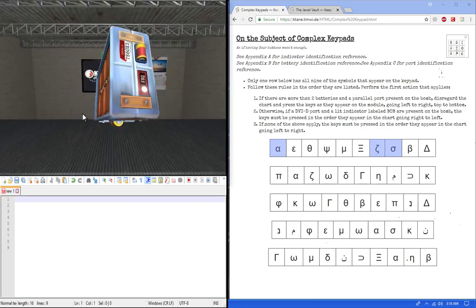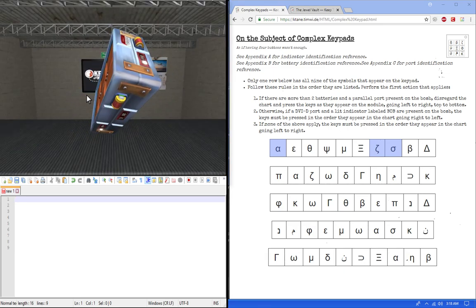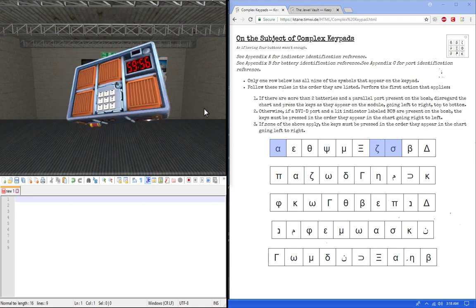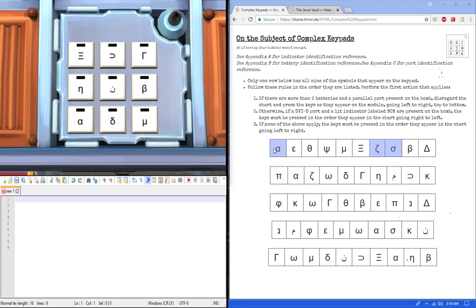Okay, let's check our rules first. Got a lot of indicators, 2 batteries, no ports, so we're good to go. Left to right it is then. So, let me just clarify the rules here. If there are more than 2 batteries and a parallel port present on the bomb, disregard the chart and press the keys as they appear in the module going left to right, top to bottom.